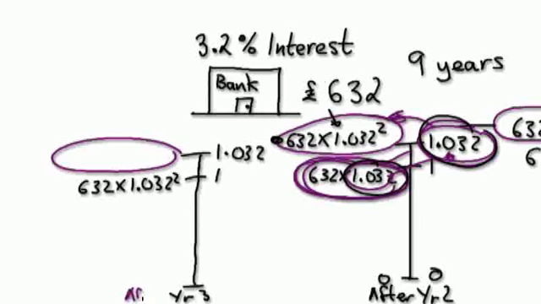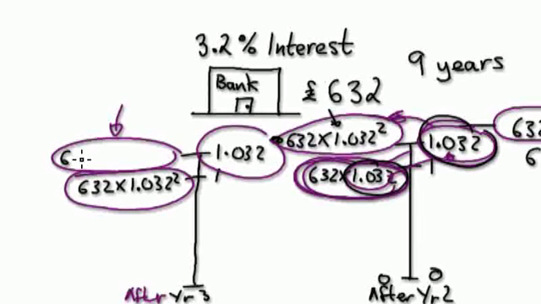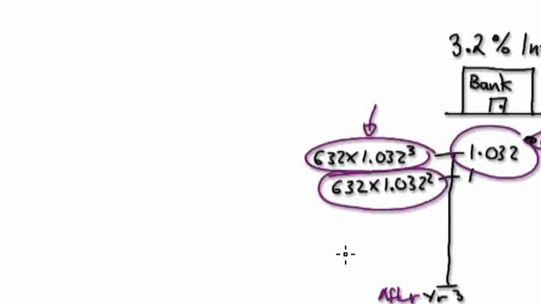So this figure here represents how much you will have at the end of year 3. It will be this times this, which will be 632 times 1.032 to the power of 3. Now let's just do the dot to take us to year 9. So dot, and just jump to year 9, because it follows the same pattern.